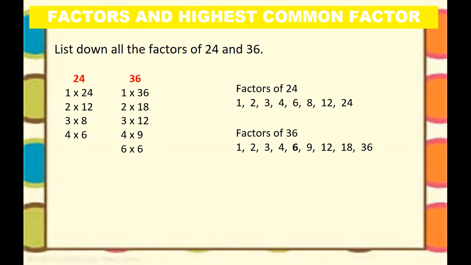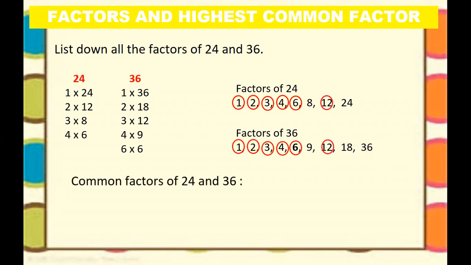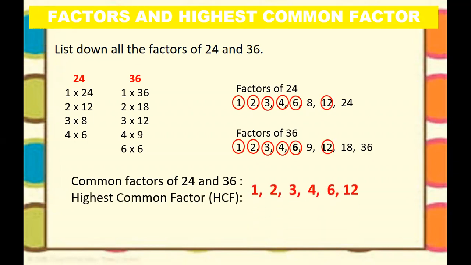The next thing you have to do is find the common factors of 24 and 36. Circle them. Compare the factors of 24 and the factors of 36: what factors do they have in common? It has 1, 2, 3, 4, 6. Do we have more? Yes, 12. Then we have to write them. So the common factors of 24 and 36 are 1, 2, 3, 4, 6, and 12.